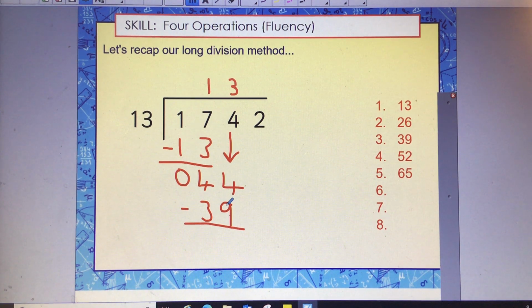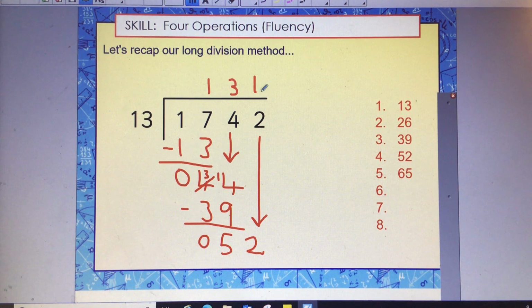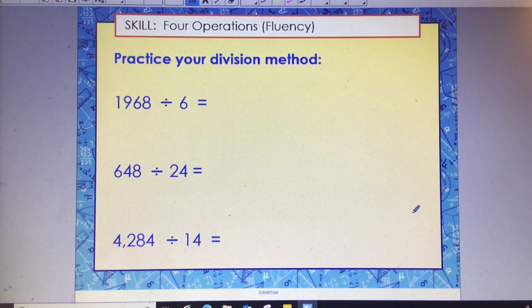4 subtract 9, we can't do that, can we? So we need to steal. That becomes a 3. 1 across from 14. Then 14 subtract 9 leaves us with 5. 3 subtract 3 leaves us with 0. We drop our final number 2 all the way down. For our last step, 13s into 52, which is 4 lots. That's our answer. Okay? Pause the video. There's a few division questions for you to practice.